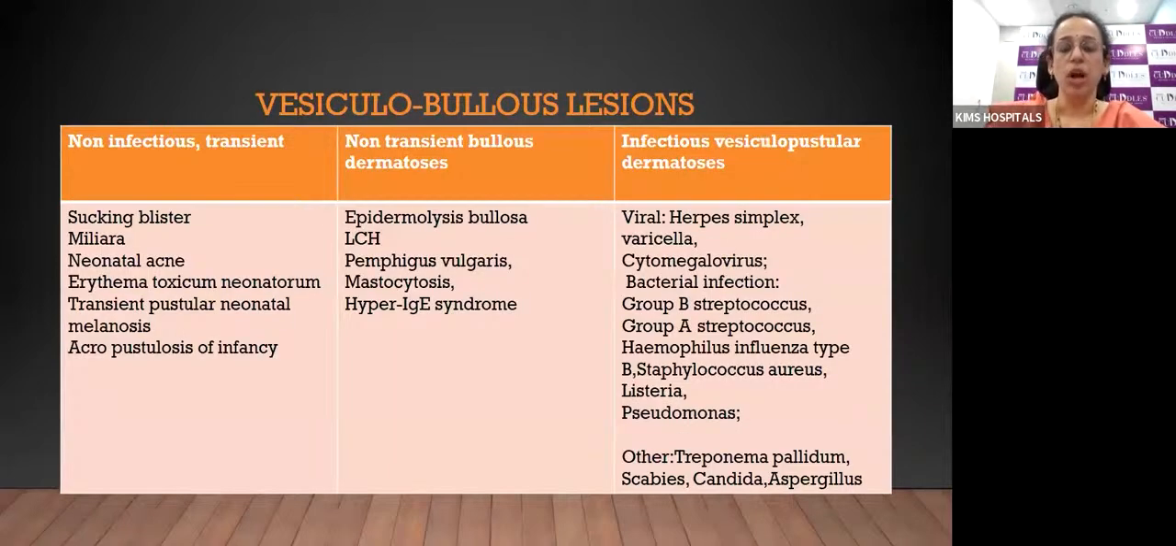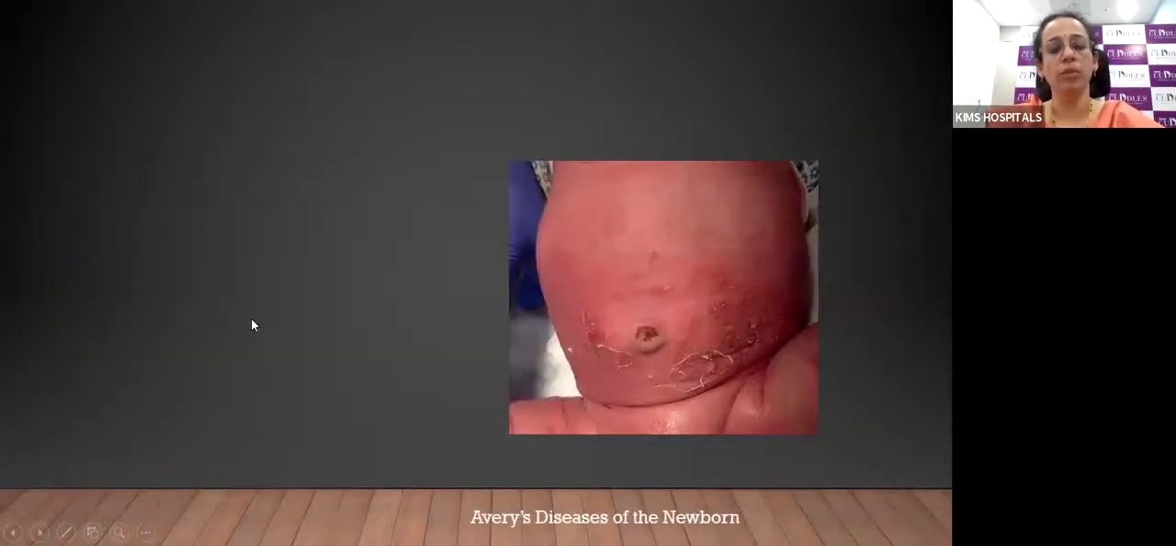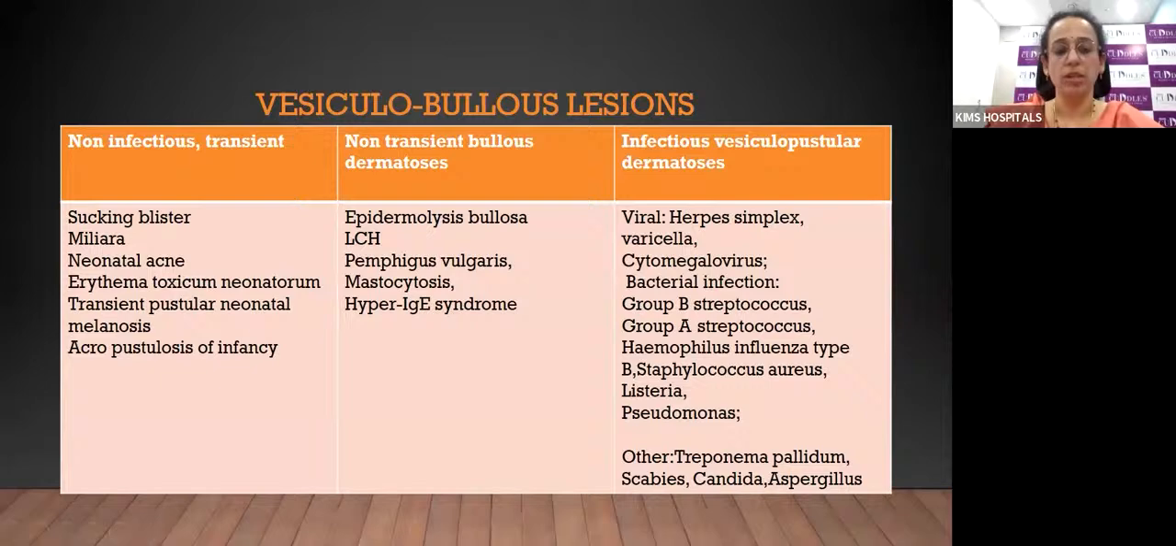So coming to the vesiculobullous lesions, as we discussed, they can be non-infectious transient conditions like sucking blisters, miliaria, neonatal acne, erythema toxicum neonatorum, transient pustular melanosis, and acropustulosis of infancy. They can be non-transient bullous dermatosis as well, like epidermolysis bullosa, Langerhans cell histiocytosis, pemphigus vulgaris, mastocytosis, and hyper IgE syndrome. We will see in detail about the infectious vesiculopustular dermatosis.